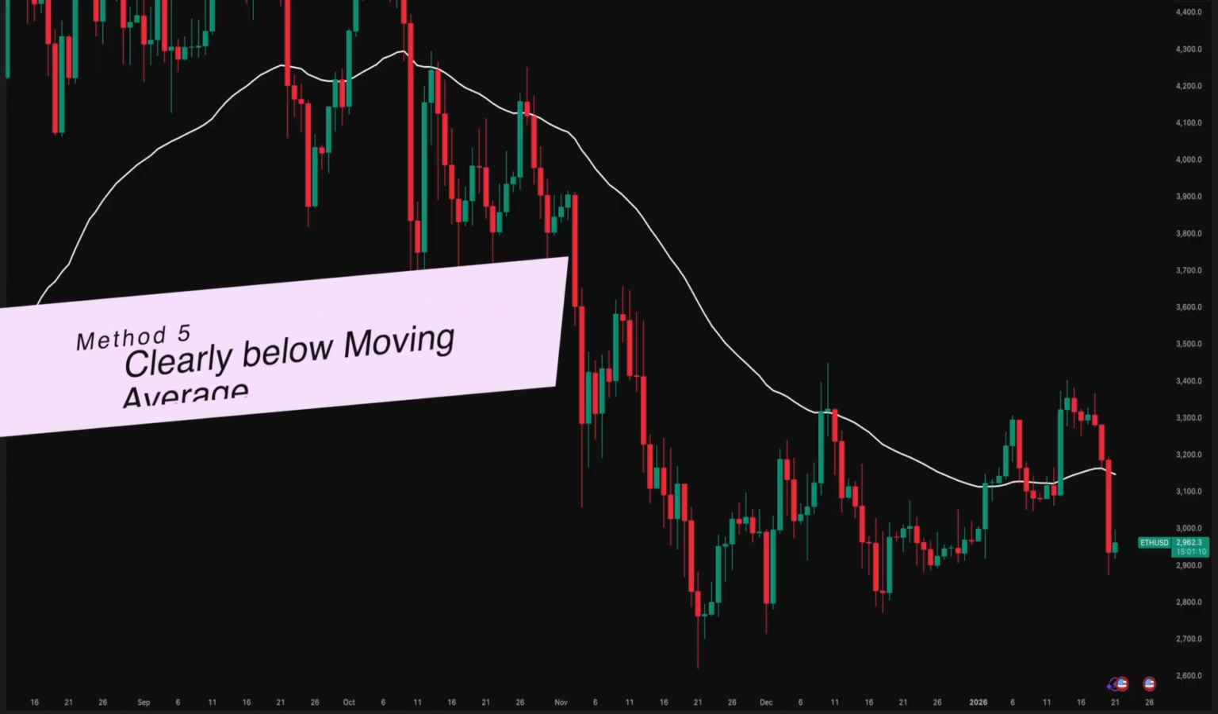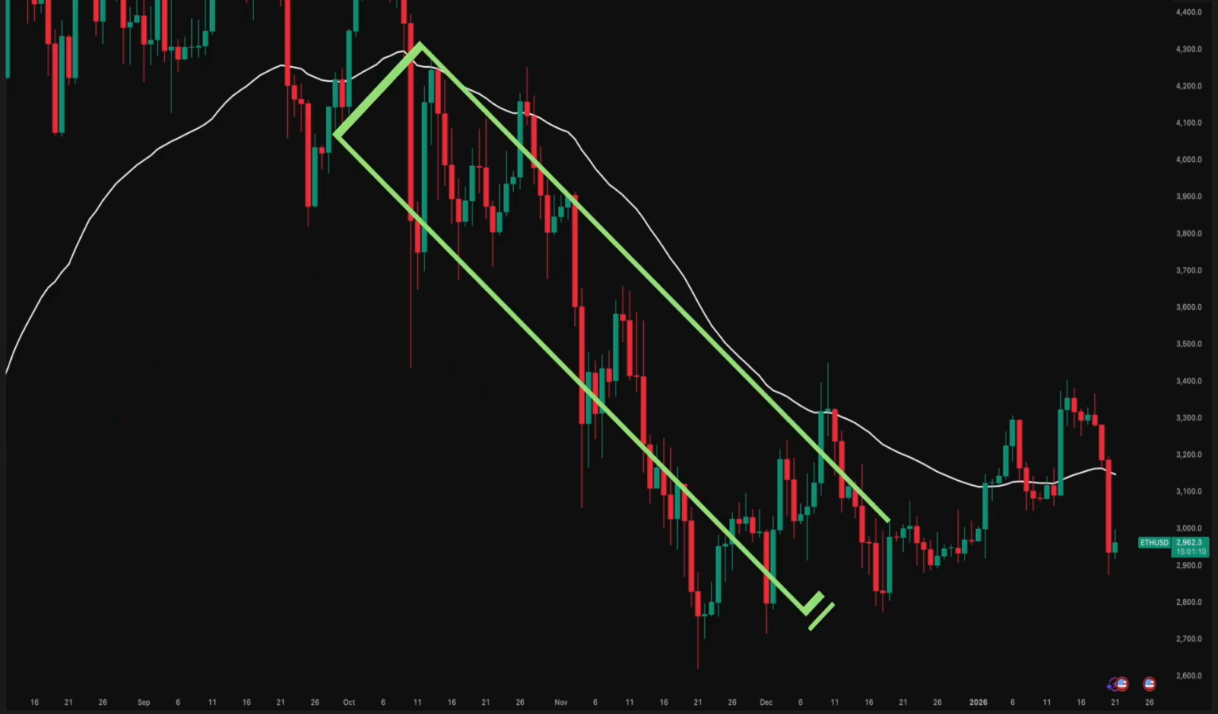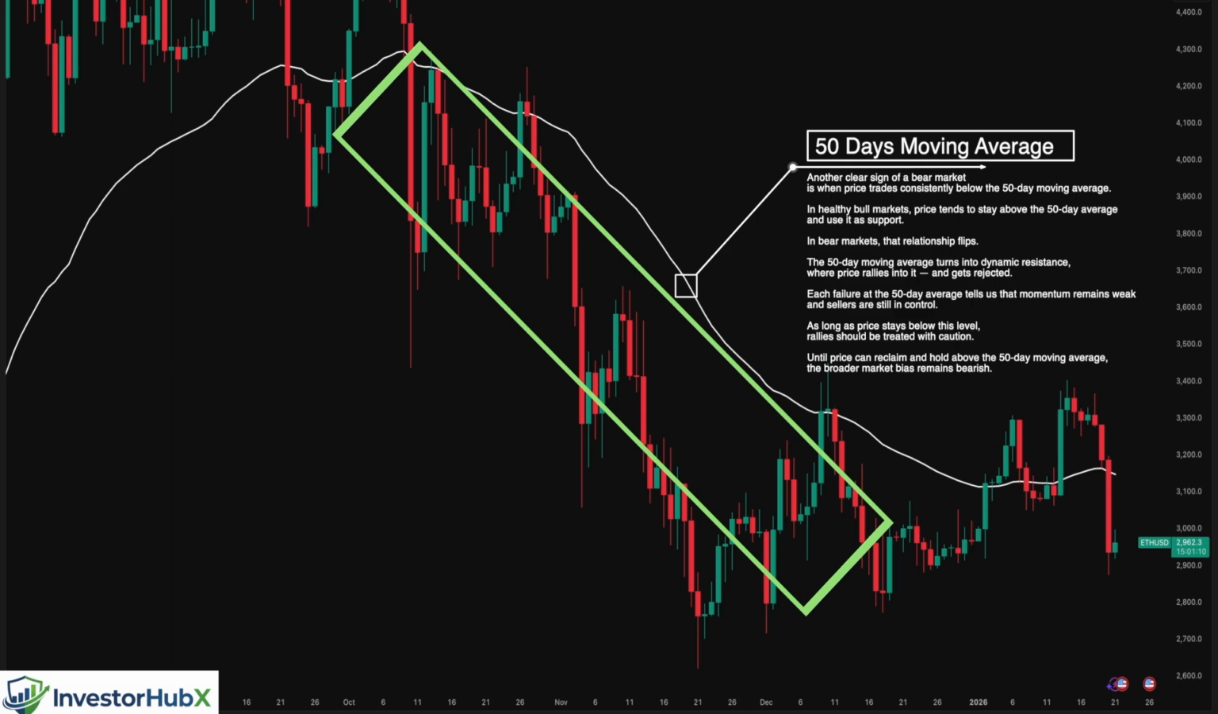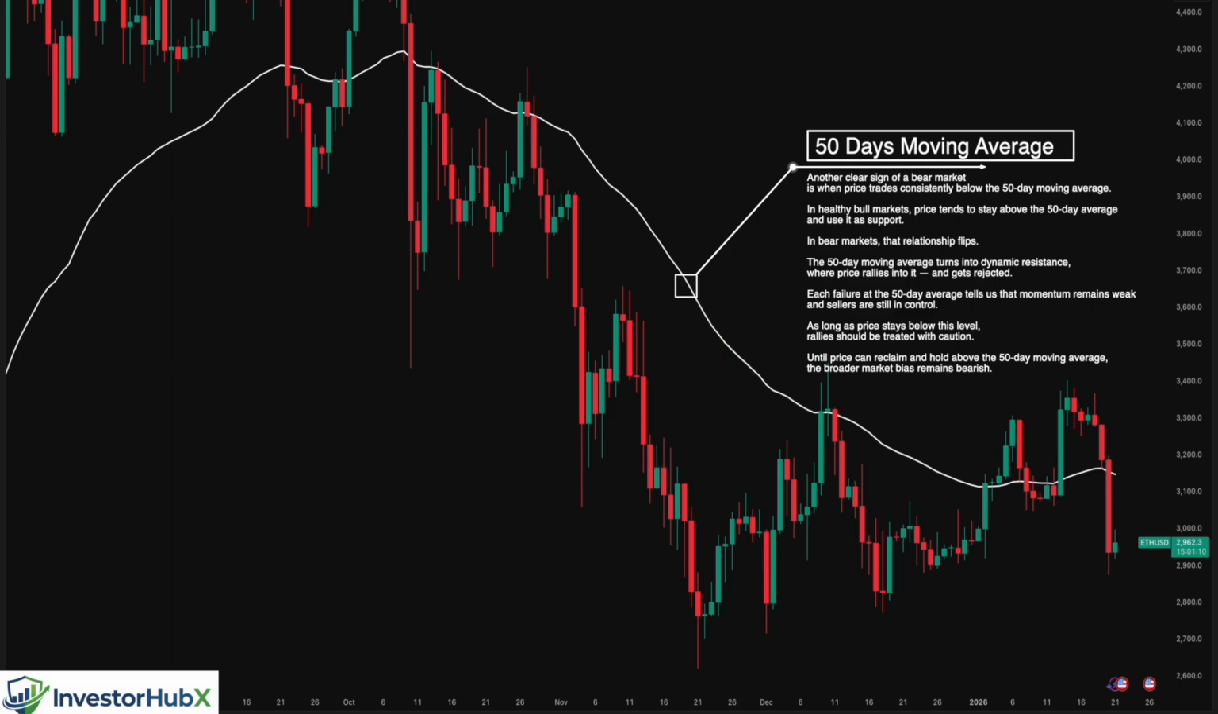Another clear sign of a bear market is when price trades consistently below the 50-day moving average. In healthy bull markets, price tends to stay above the 50-day average and use it as support. In bear markets, that relationship flips. The 50-day moving average turns into dynamic resistance, where price rallies into it and gets rejected.